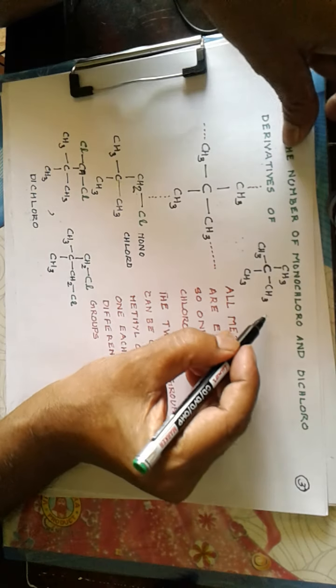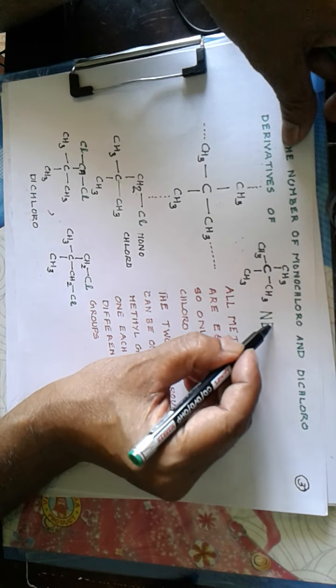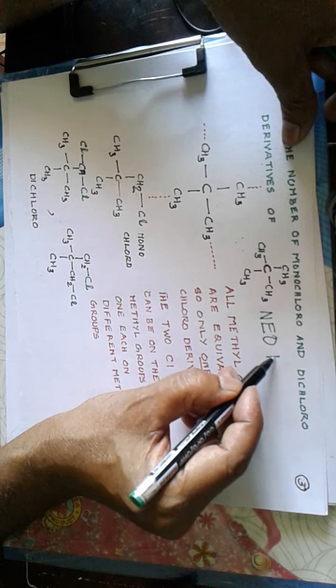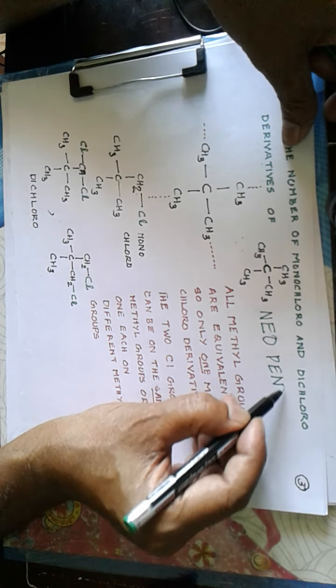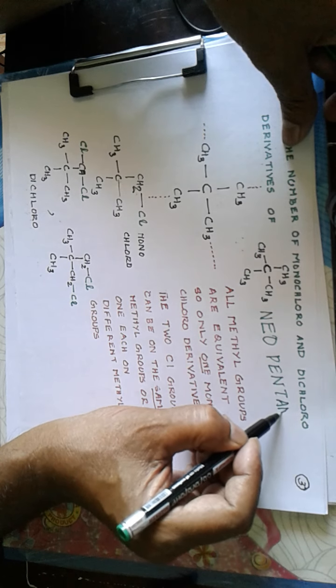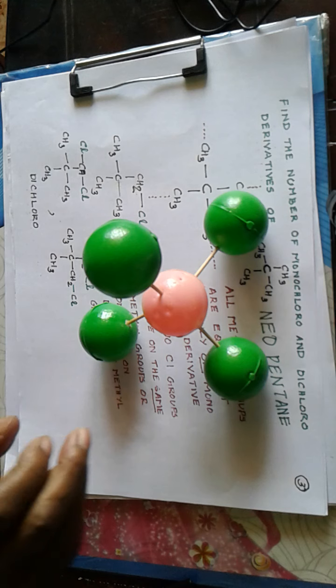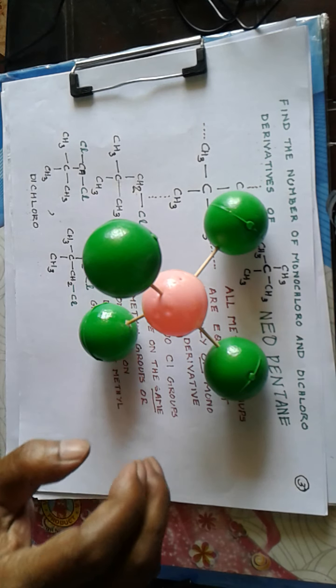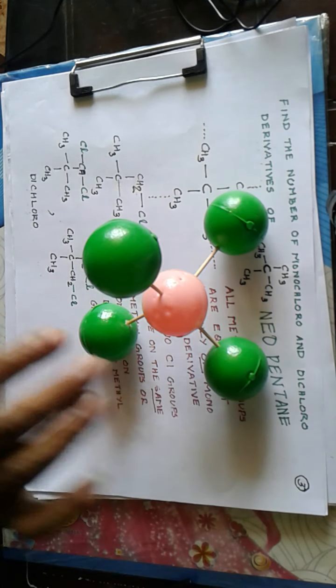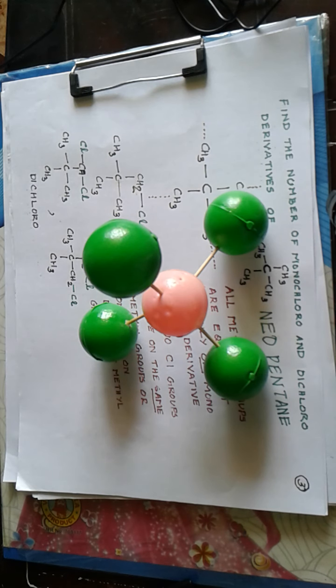Then as an example, this molecule is called neopentane. It's an isomer of pentane. Now especially with neopentane, see, neopentane will have such a structure. All these green balls are methyl groups.